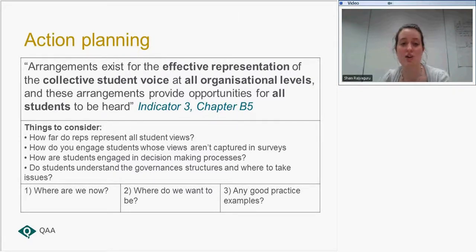How in your institutions, how are students engaged in decision-making processes? Or at your institution, how do your students engage in decision-making processes?